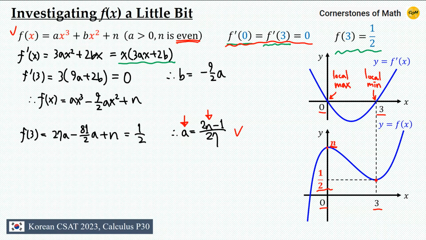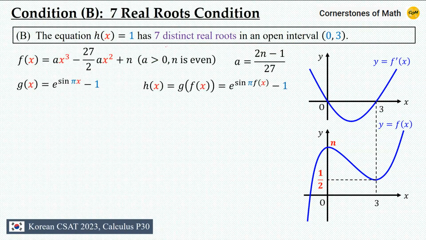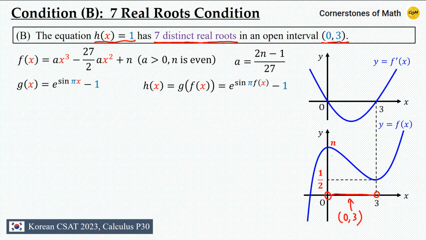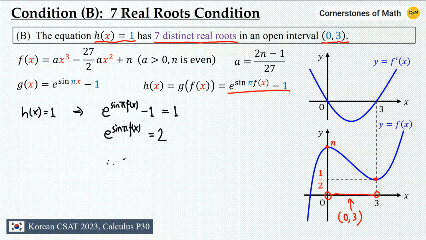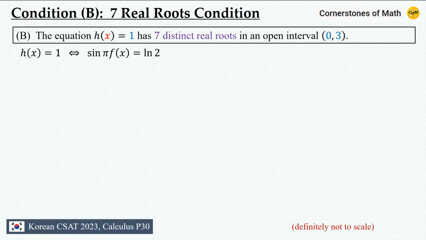Now with these established, let us take a look at the second condition for h(x), that the equation h(x) equals 1 has 7 distinct real roots in an open interval (0, 3), which happens to be the interval between local maximum and local minimum point of f(x). Now let's use this expression for h(x). If h(x) equals 1, this equals 1, so e to the sine pi f(x) equals 2. Therefore, sine pi f(x) equals ln 2. So equation h(x) equals 1 is equivalent to sine pi f(x) equals ln 2.